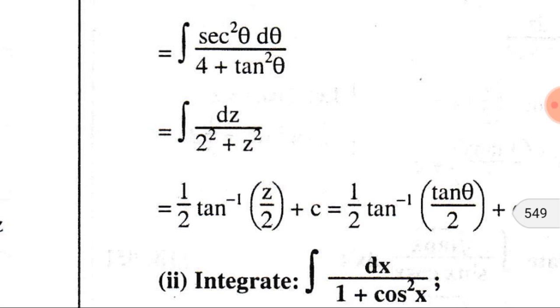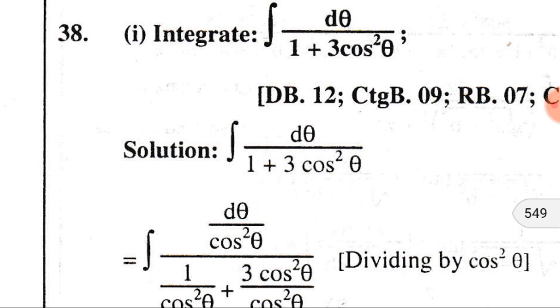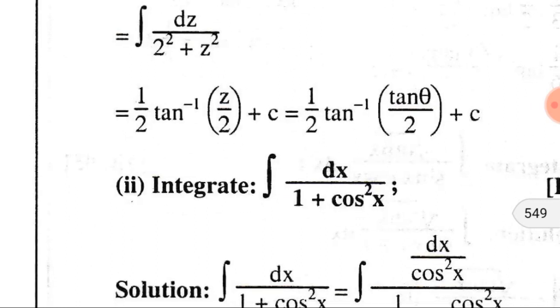So ultimately the integration of d theta divided by 1 plus 3 cos square theta can be written as half tan inverse z by 2 plus c. That means, again substituting z by tan theta, we get half tan inverse tan theta by 2 plus c.